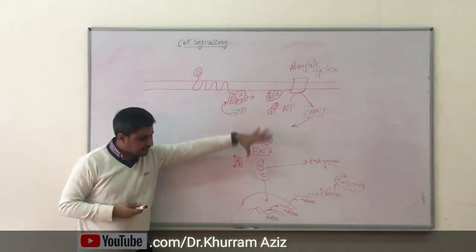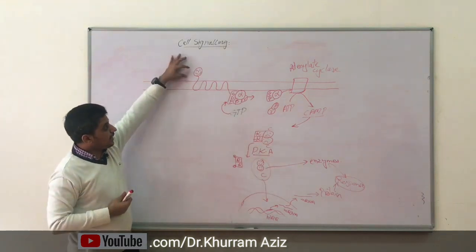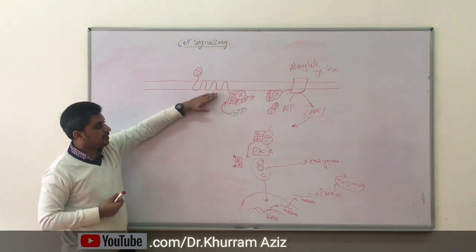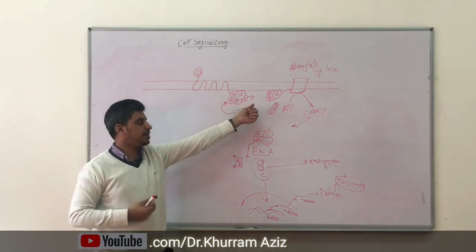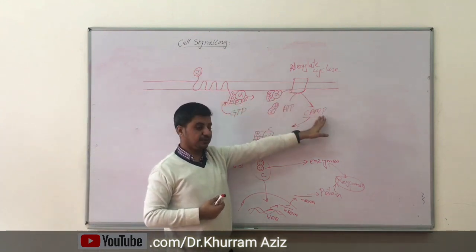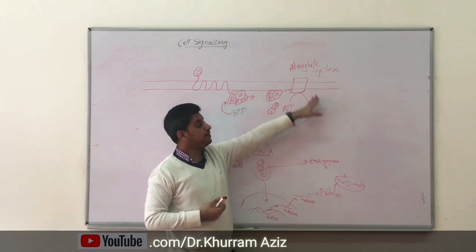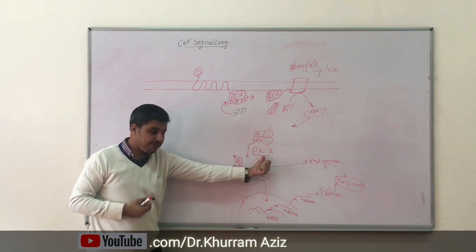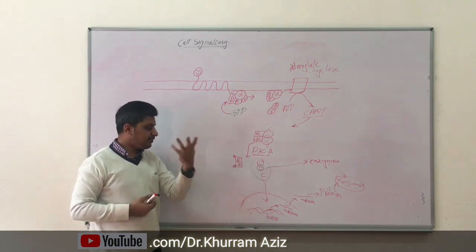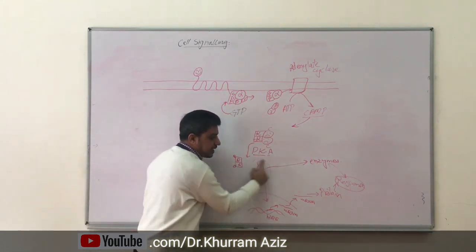So this is the one signal cascade: the ligand becomes attached to the receptor. This receptor will transfer its message to the G protein, and the G protein, after being activated, will be responsible for the formation of cAMP through adenylate cyclase. Then this cAMP will activate the PKA protein, and in this PKA protein we have two portions, the regulatory and the catalytic.